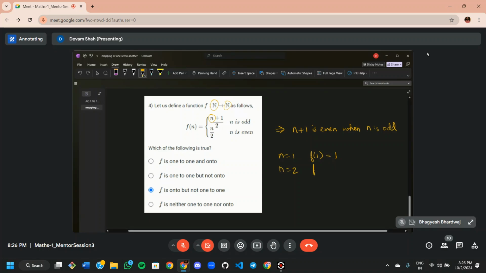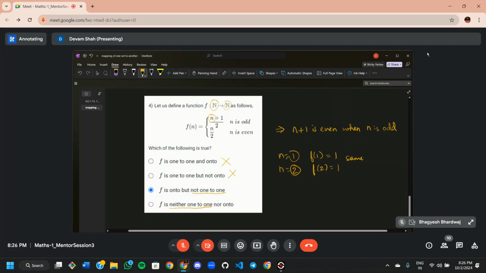When n equals two, f of two equals one. Now here one more thing: two different inputs but the same output. So it is not 1-1. So these two options are eliminated.